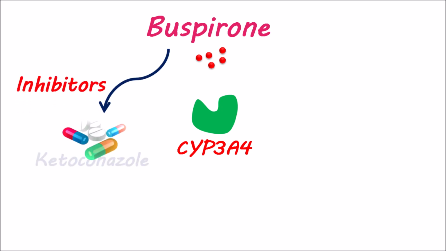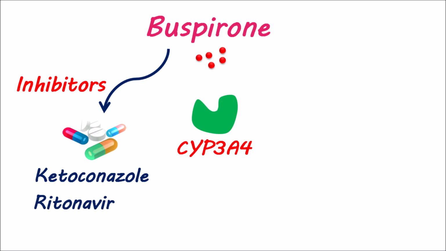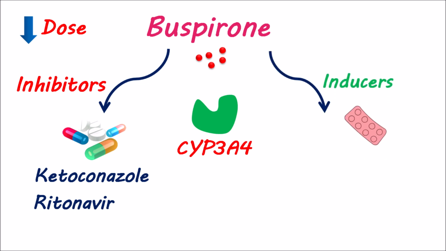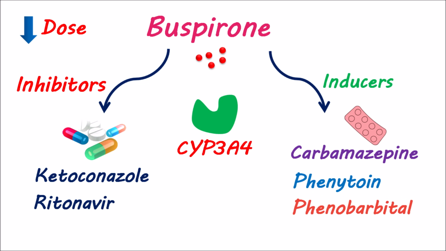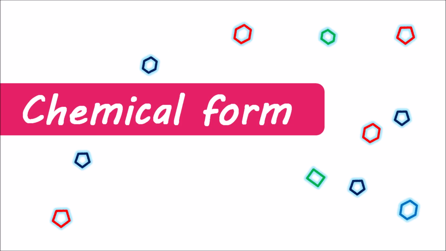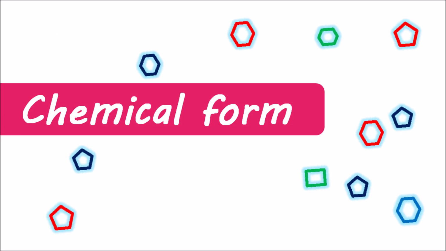Strong inhibitors like ketoconazole and ritonavir may increase levels of buspirone by reducing its metabolism. In such conditions, the dose of buspirone should be reduced. Similarly, CYP3A4 enzyme inducers like carbamazepine, phenytoin, and phenobarbital may increase the metabolism of buspirone, requiring an increase in its dose.